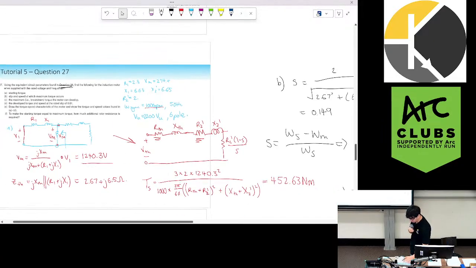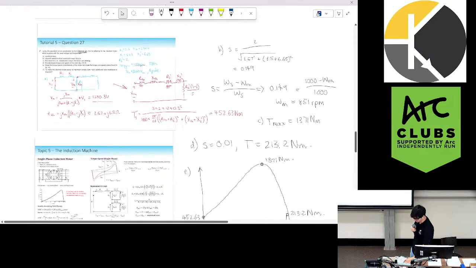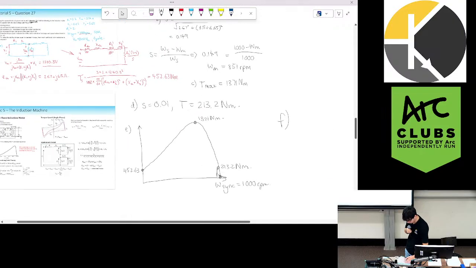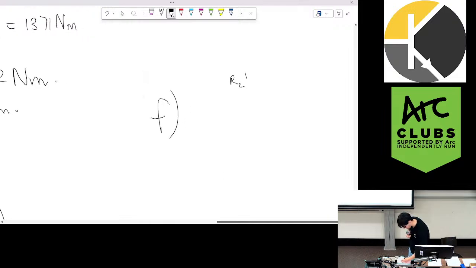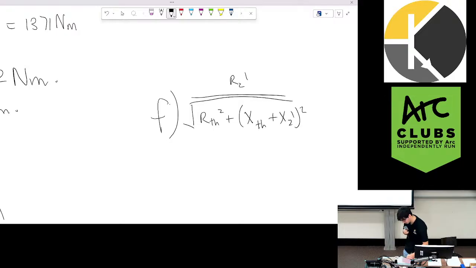So it's asking how much more resistance do we need to add to our rotor to create this. So we have R2 dash over the square root of RTH squared plus (XTH plus X2 dash) squared, and we need to equate this to 1. This will not give us a value of 1. We need to be adding on some external resistance, which I'll denote here. And then we can sub in the values and equate.